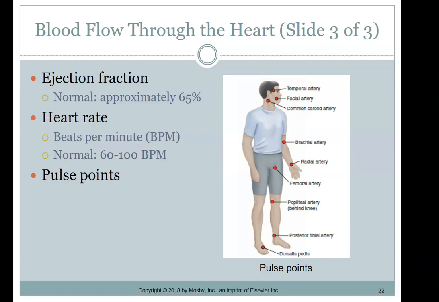The heart rate is calculated in beats per minute, while the normal range is from 60 to 100 beats per minute. The areas of measurement around the body are the pulse points. And take a look at the pulse points on the diagram to your left. You've got the temporal artery, the facial artery, the common carotid artery, the brachial artery, the radial artery, the femoral artery, the popliteal artery, which is behind the knee, the posterior tibial artery, and the dorsalis pedis.